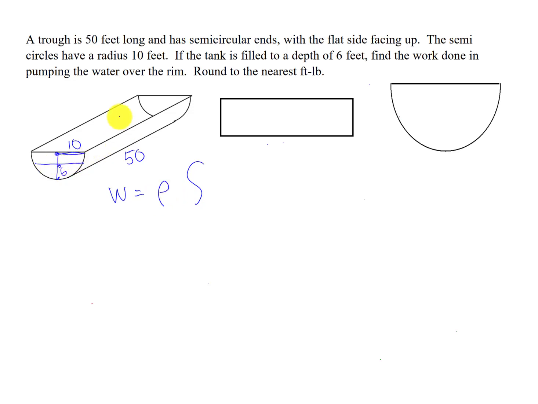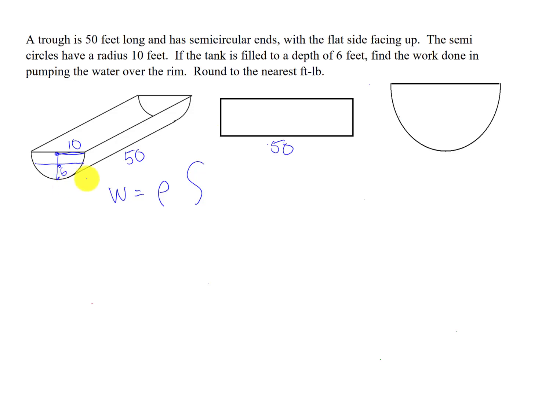So if we took a horizontal slice here, what would it look like? It would actually look like a rectangle. It would look like what the top of the tank looks like. So we've got a slice here turned so we can see our rectangle, and we know its length is 50. Now we need to figure out its width, and that's going to be based on how high you are.